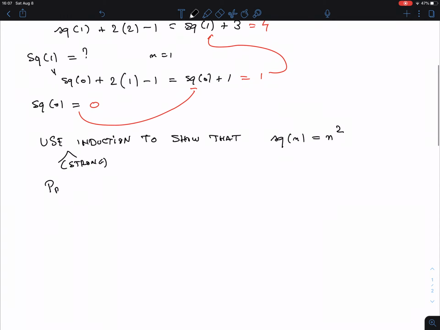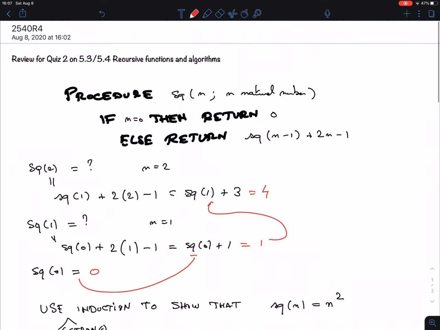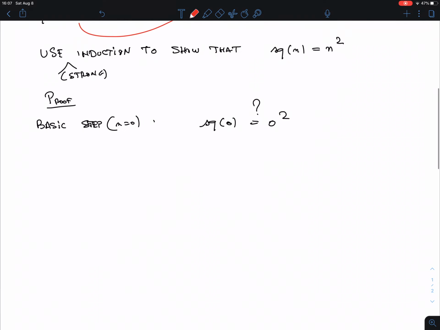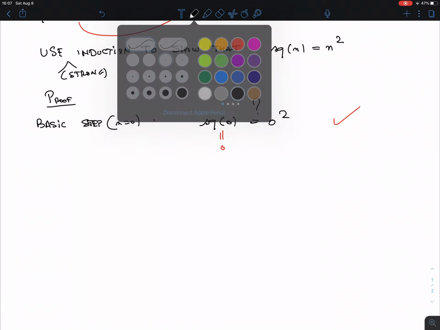So the proof, well, the two steps. There's a basic step, that is n is 0, and so now the question is, is the square of 0 equal to 0 squared? Now the square of 0, by declaration if you want, by this part here, is 0. So this is 0, and so yes, this is clearly true. Basic steps are always extremely simple. I shouldn't say always, but in many cases they're extremely simple to verify.